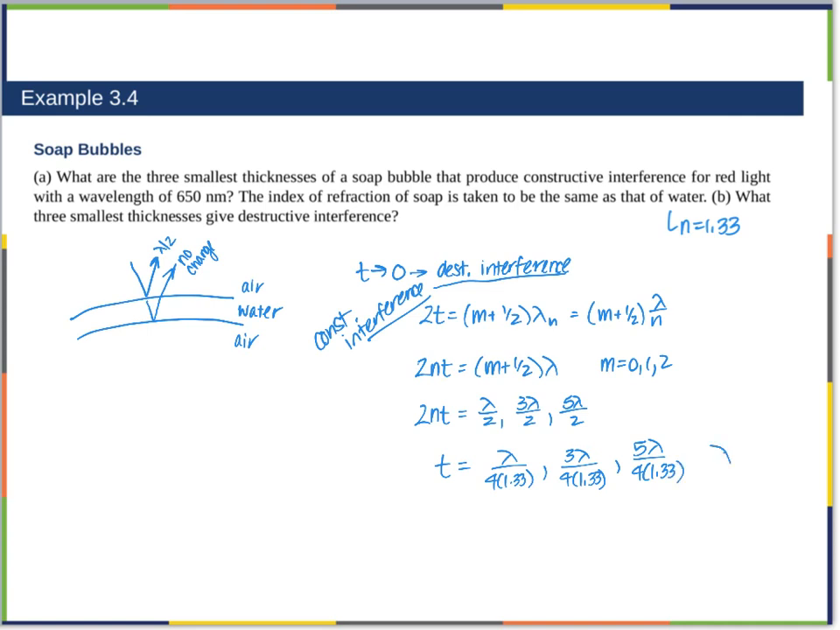And so using lambda equal to 650 nanometers, we can put that into these expressions, and the thicknesses that I get for the soap bubble are 122 nanometers, 366 nanometers, and 610 nanometers. So that is what we would have for constructive interference for the red wavelength of light.